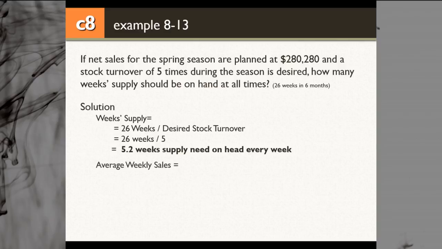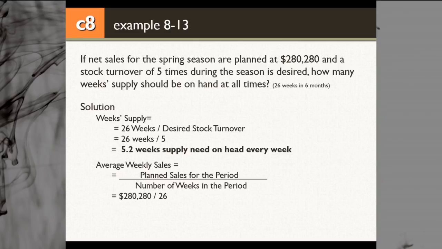And then you can calculate average weekly sales. That is going to be your planned sales for the period divided by the number of weeks in the period. So now you're calculating your average sales for the week, right? That will be your planned sales of $280,280 divided by 26. So your average weekly sales will be $10,780. So this is the way.